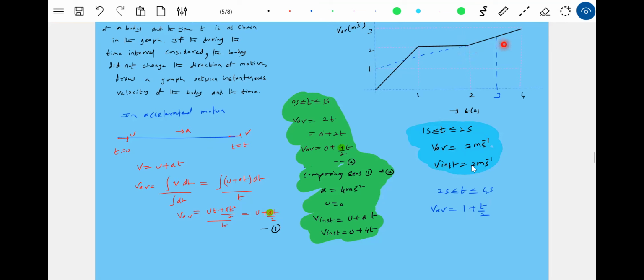And what is the slope of this? The slope of this is in fact how much? 1 by 2. You may get confused, so I'll write it in this way. Slope is 1 by 2. Intercept is 1. Okay, I have this average velocity in hand.